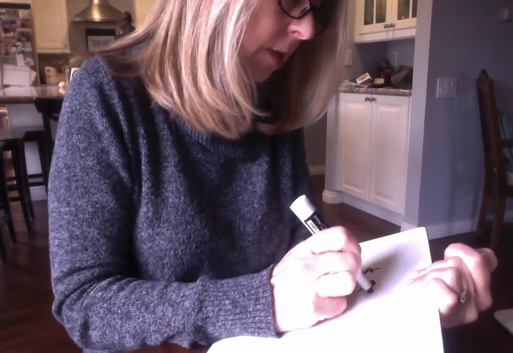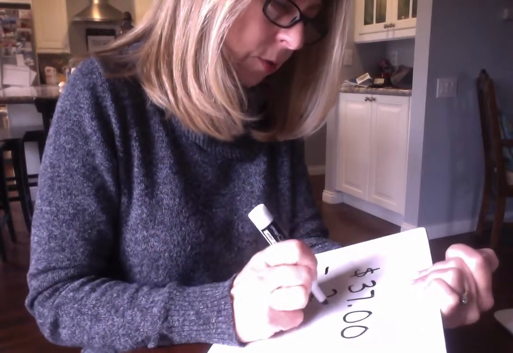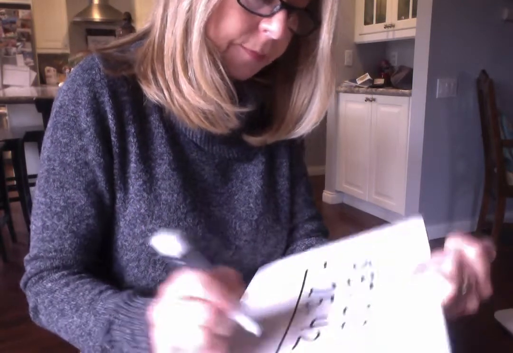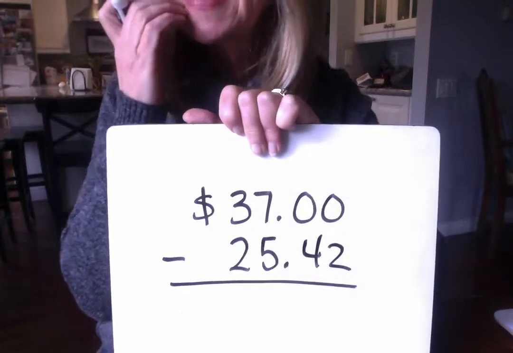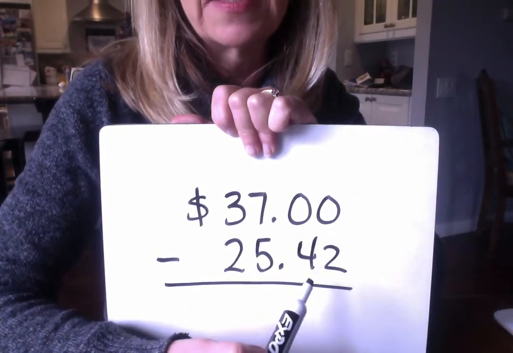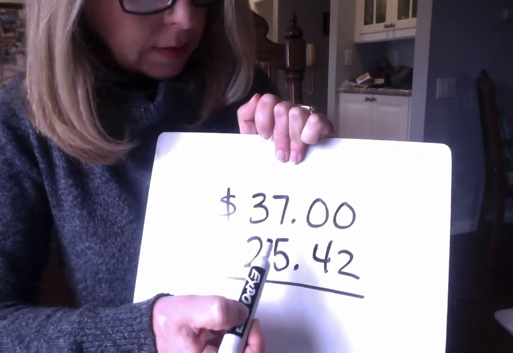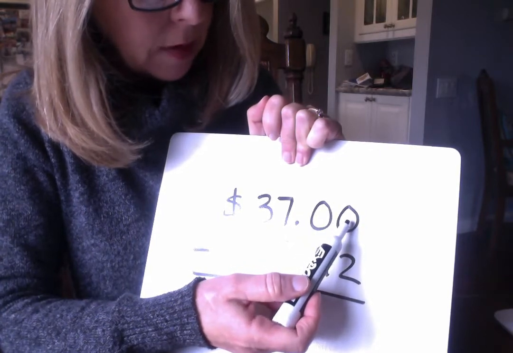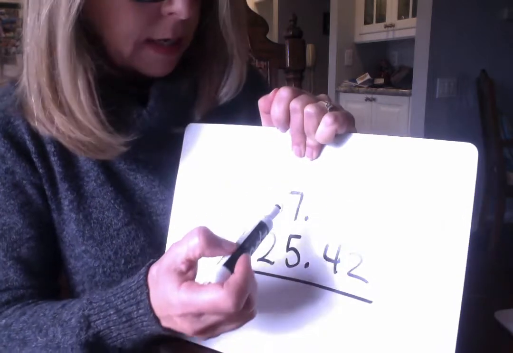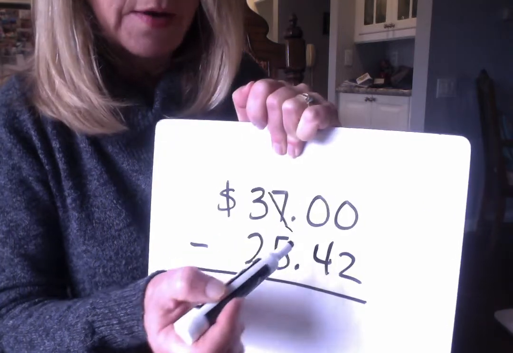So $37 minus $25.42. Okay, so let's think. We're going to start over here. Can I subtract my 2 pennies? No, I cannot. Can I subtract my 4 dimes? No, I cannot. Okay, so I'm going to say, no pennies here. Let me go to my next door neighbor. Dimes can't help me out. He goes to his next door neighbor. Okay, yes, we could take a $1 bill away from here, couldn't we?